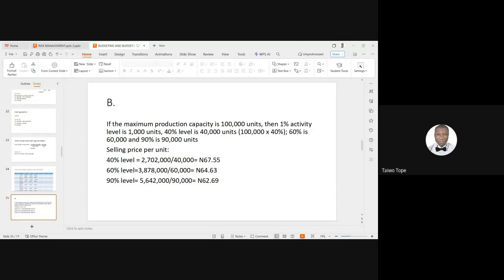So if you look at Ezenwa Nigeria Limited, you see two columns. You see production in units. Let me change my slide. I think I have it now.